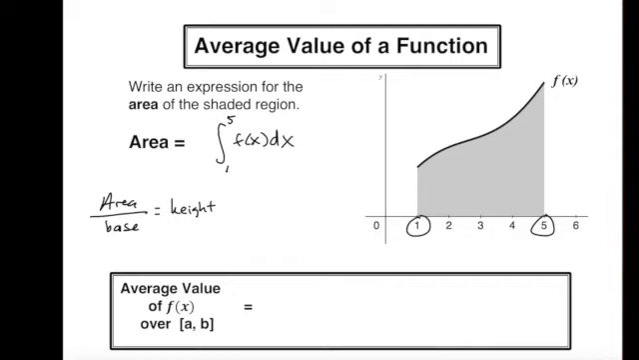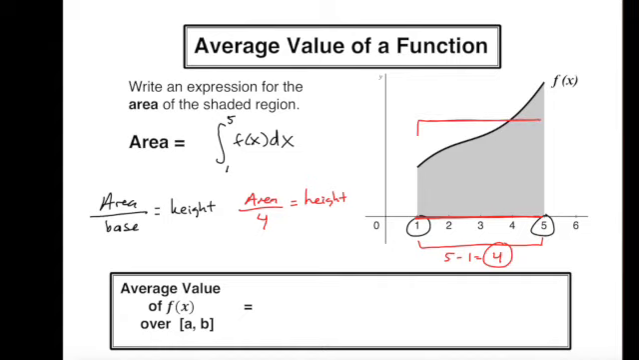If I were to take this area that we just found and divide it by the base, and the base would be this distance between 1 and 5, which would be 4, that would give you the height of a rectangle that had that area. That would give you some height, which would be something like this. It would give you that single height. Probably drew it a little bit too high.